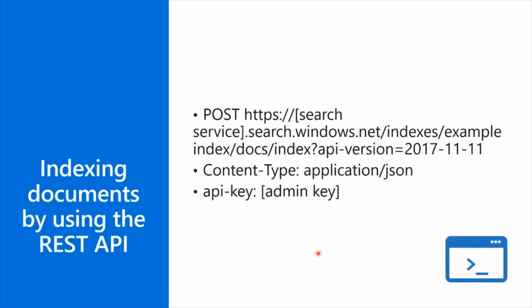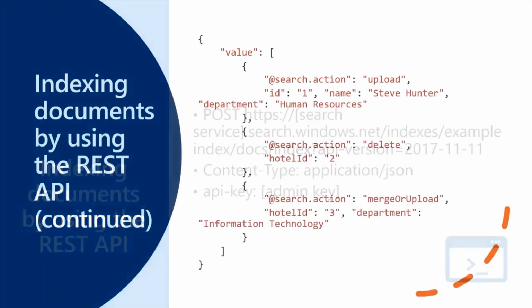Indexing documents by using the REST API. So then you can also index them by using the API. You have the search service which you created, and then search.windows.net, indexes, example index, docs, index, and so on, and then the version of the API, content type application JSON, and the API key, where you should send the admin key. So you see here you just replace the search service with your search service, and that's all.